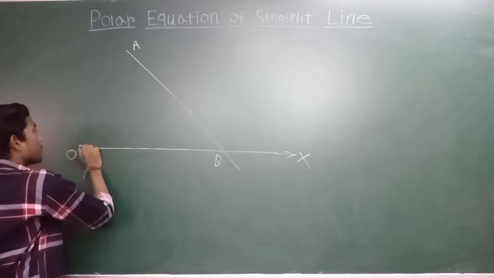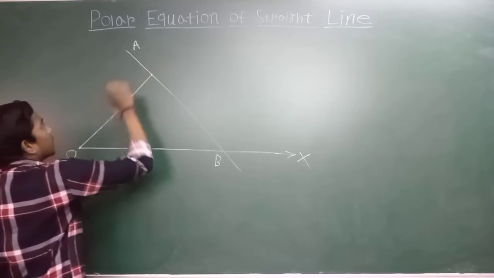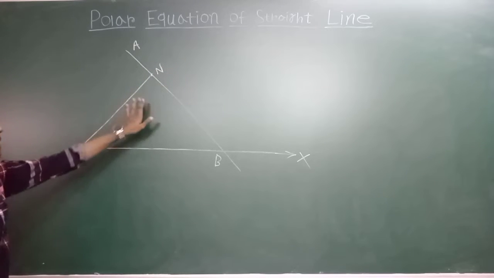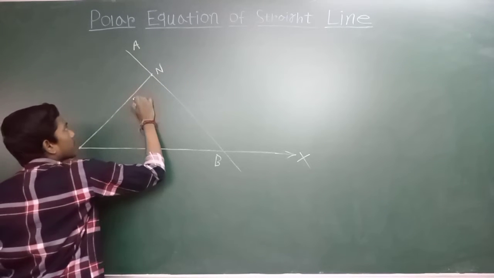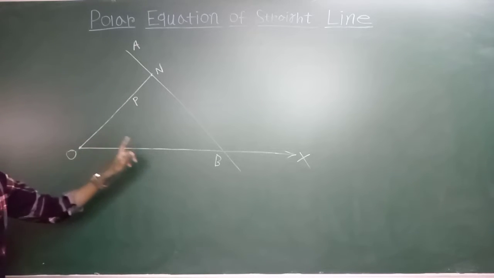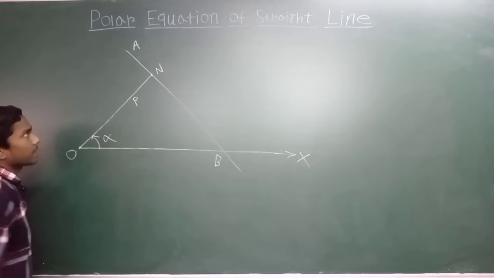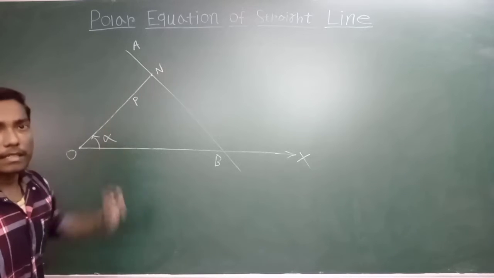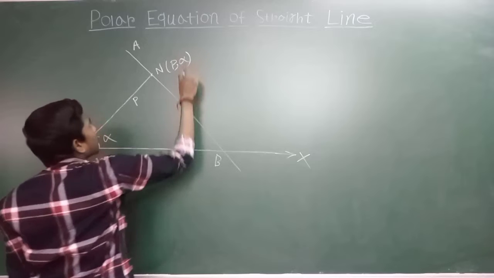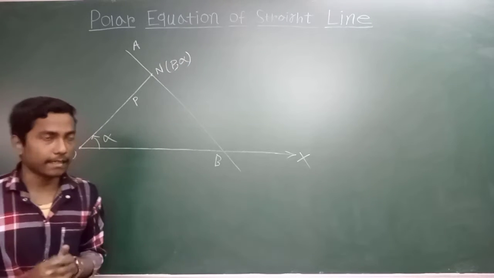So if we draw a perpendicular from O to this straight line and denote the foot by N, then this distance is given as P units, and this angle, the angle made by ON with the initial line, is given as alpha. So we can say that the coordinate of point N is P comma alpha. Now we have to find the equation of this straight line AB.